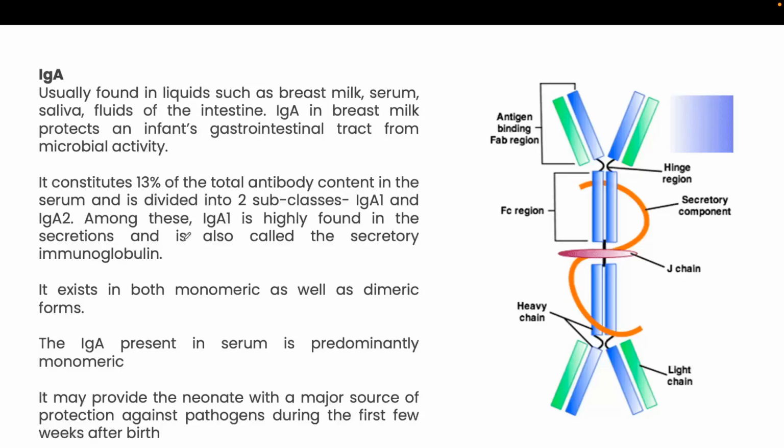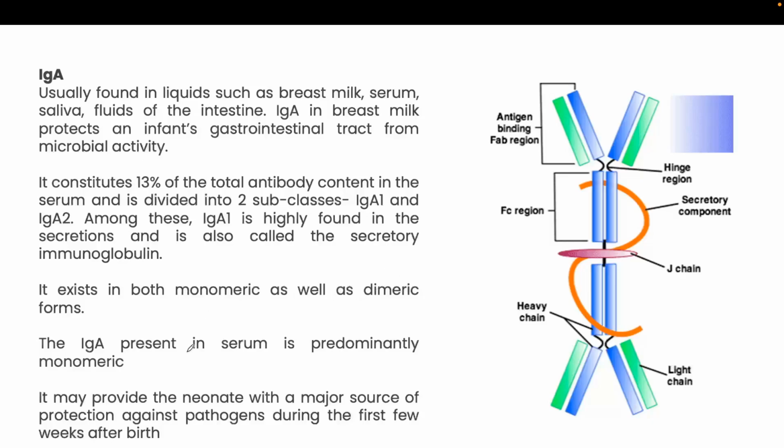It constitutes 13% of the total antibody content in the serum, and it is divided into 2 subclasses, IgA1 and IgA2. Among these, IgA1 is highly found in the secretion and is also called the secretory immunoglobulin. IgA can exist in monomeric as well as dimeric form. The monomeric form is present in the serum, whereas the dimeric form is present in the secretory form.